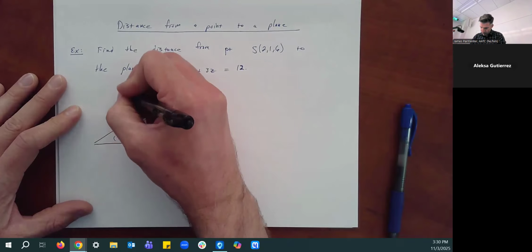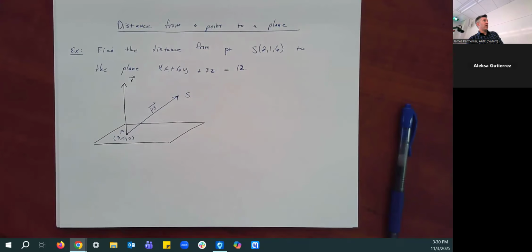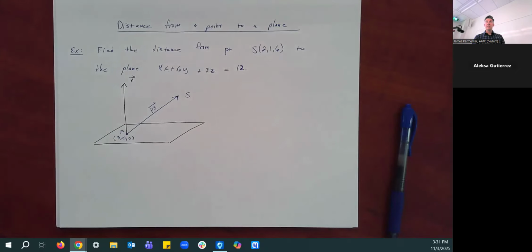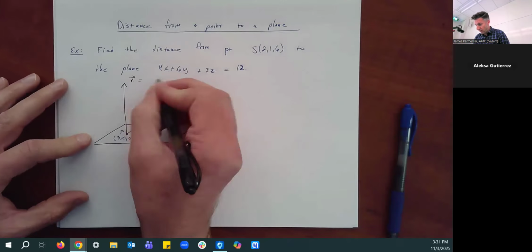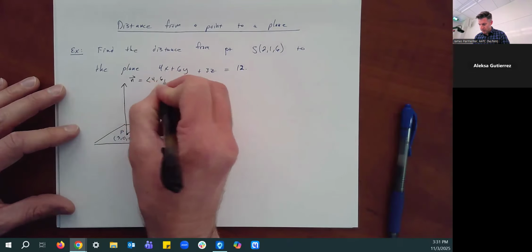We want to draw it kind of tall. It doesn't really matter if we're drawing it the right length or not. It just has to point in the right direction. Good question. So, one more time. You could draw it anywhere, but we want to draw it emanating from the point that we have labeled on the plane so that we can draw a triangle. Good news, we know what the normal vector is, right? It's just the coefficients of x, y, and z in the plane equation. So our normal vector is the vector (4, 6, 3).